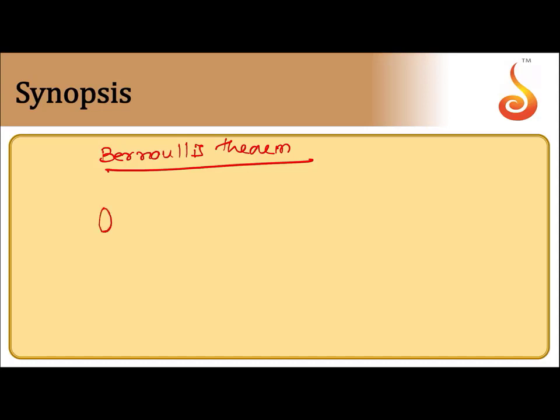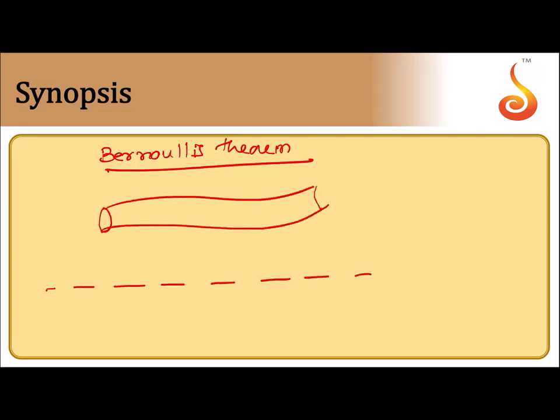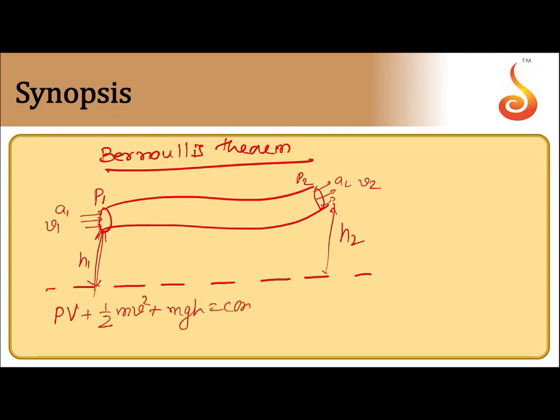For example, you can consider a liquid flown in a pipe. Now, I can say this is of cross-sectional area A1. Liquid enters this at a speed V1 and this is at a height H1 and the pressure here is P1. Likewise, A2 and V2 are the quantities here, P2 is the pressure over here and H2 is the height of this. So here what it tells is pressure energy plus kinetic energy plus potential energy is constant.